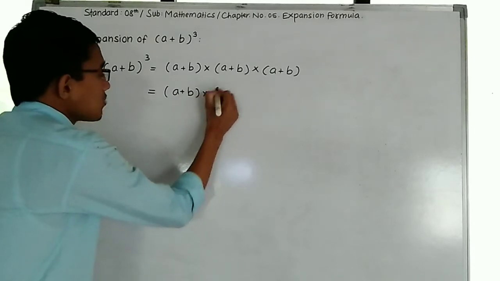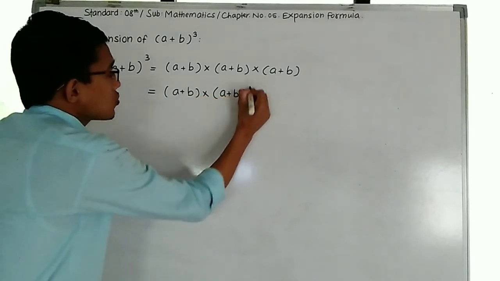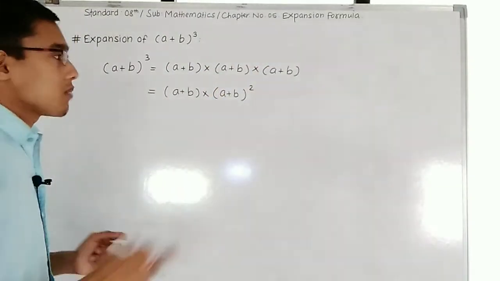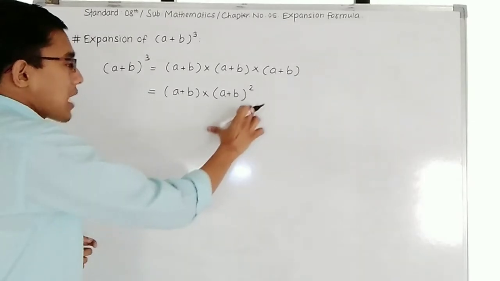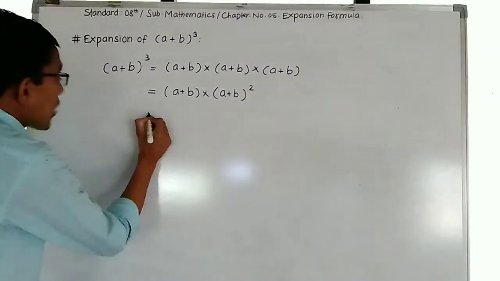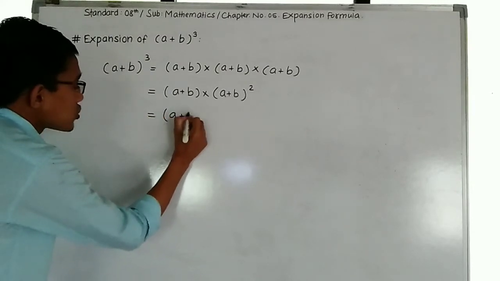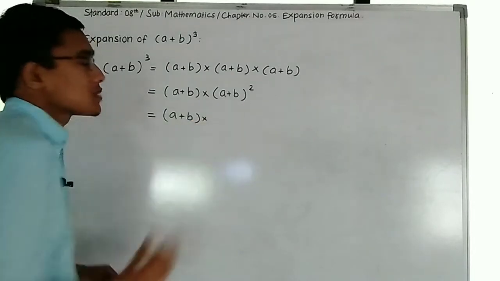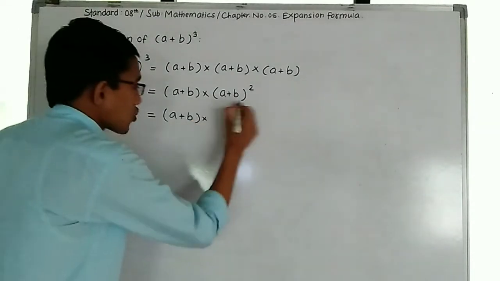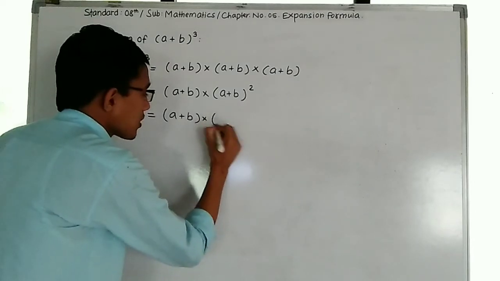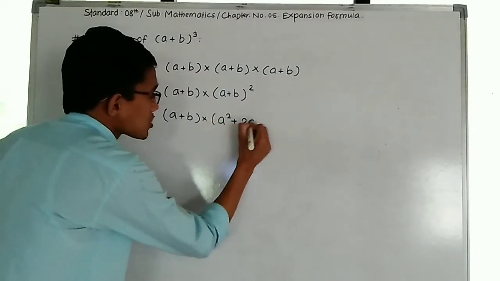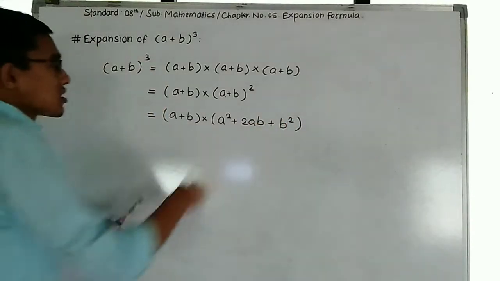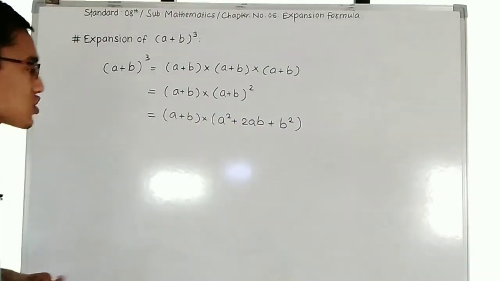What is it? It is nothing but (a + b)^2. Here the power is 1, and again here the power is 1. So 1 plus 1 becomes 2, and we get (a + b)^2. Now we do the expansion of (a + b)^2. We know the expansion of (a + b)^2. It is a^2 + 2ab + b^2. We have studied this expansion in our previous lecture.